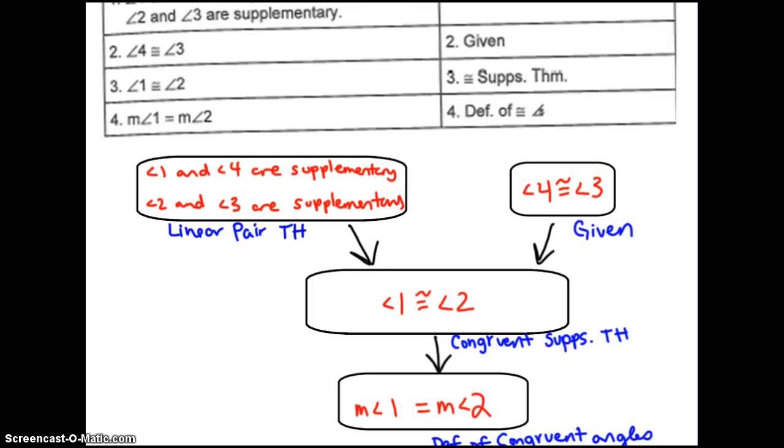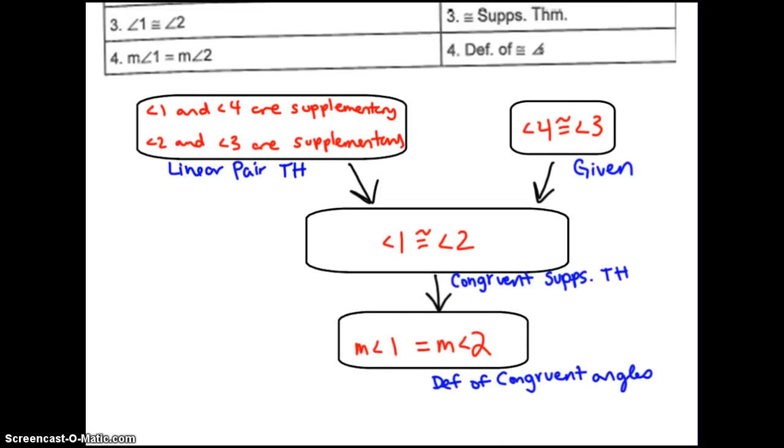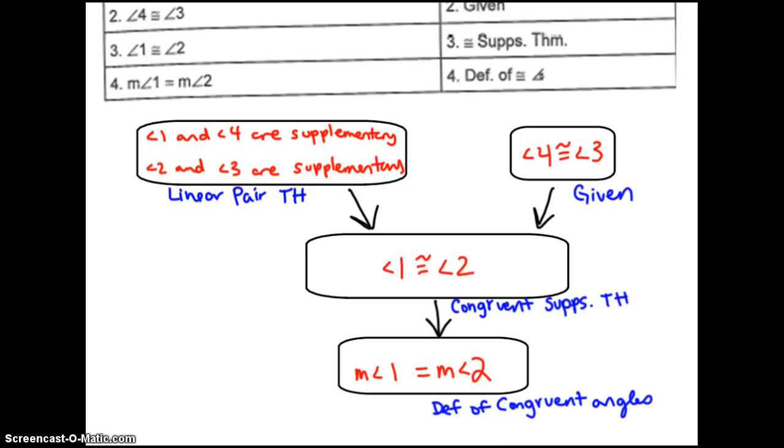And then last but not least, we have that the measure of angle 1 equals the measure of angle 2. It's no longer okay to just say angle 1 is congruent to angle 2. You actually have to say the measure is congruent, and that's the definition of congruent angles. Alright, that is all we have for today.